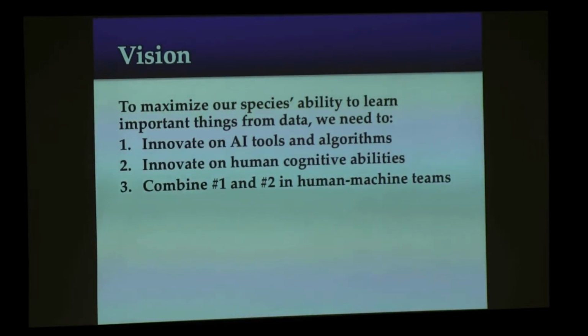There are lots of ways to go about this. There's innovating on AI tools and algorithms, like Jason was describing, they have their team of researchers at Google. So this is core CS research to make these algorithms more powerful and more robust. But we also can think about innovating on human cognitive abilities, and that sounds a little bit funny. How do you innovate on people's abilities? But really, what we're talking about there is education, right?